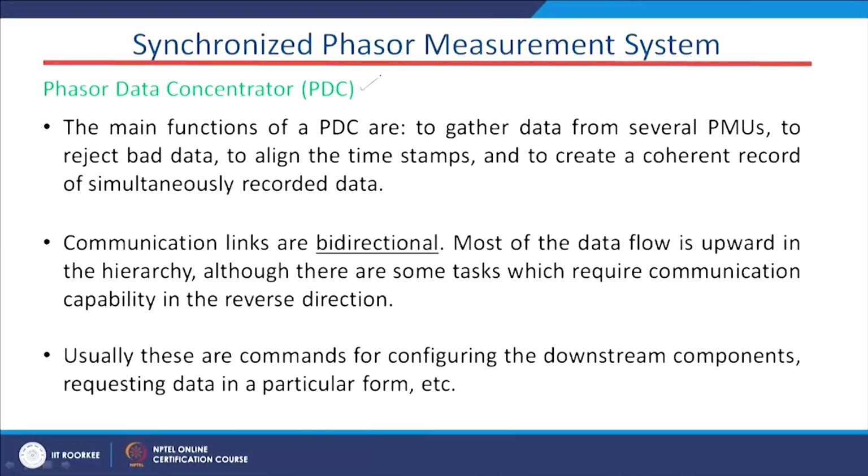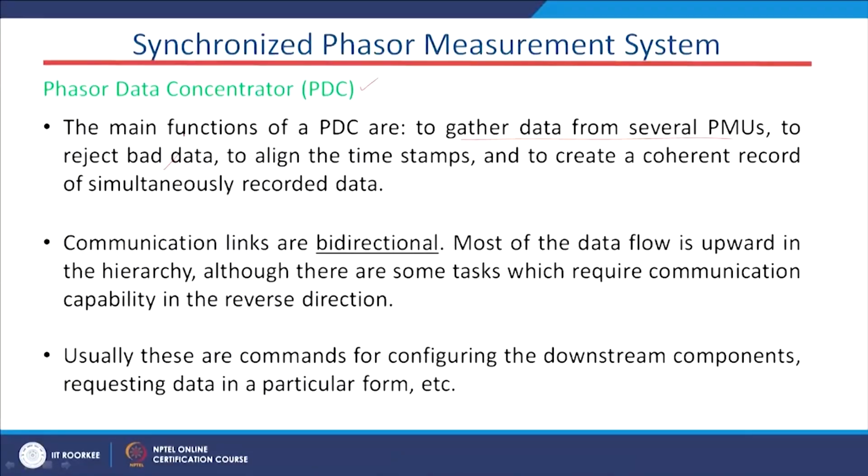Now, after this PMU, the next component of this synchronized phasor measurement system is the PDC. The main function of this PDC is to gather the data from several PMUs. The PDC will receive the voltage and current phasor information, along with the frequency, from the PMUs, and reject the bad data. If some bad data is present, the PDC will reject it, and align the time stamps to create a coherent record of simultaneously recorded data.